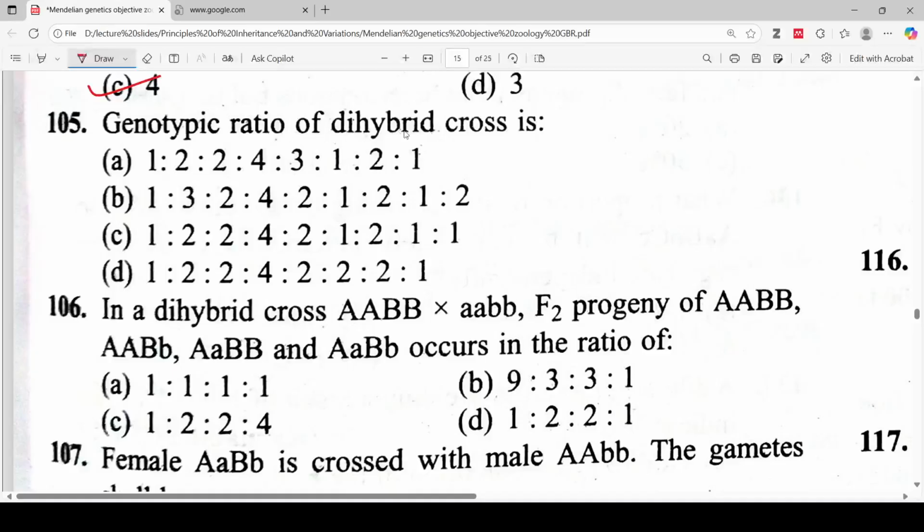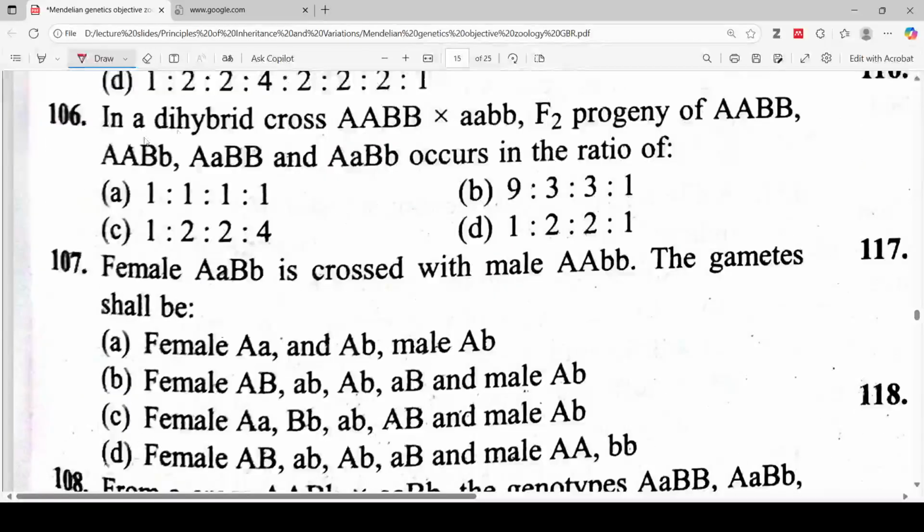The genotype ratio of the dihybrid cross is option C. Next question. In a dihybrid cross, the F2 progeny occurs in the ratio. So the correct answer will be option C. Next question.